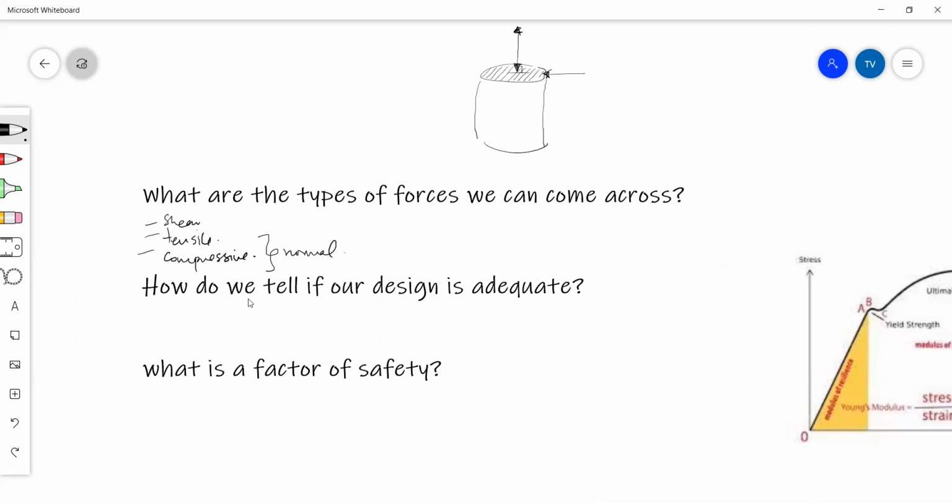Now, the next question we have to ask ourselves is, when do we know our design is good enough? When do we know that our design will be able to function properly and not fail or not break? How do we know this? Guys, have any ideas? How do we tell when we have designed something properly or adequately? If it's safe for use, yes. So generally we ask ourselves two questions. Is it safe and is it cost effective?